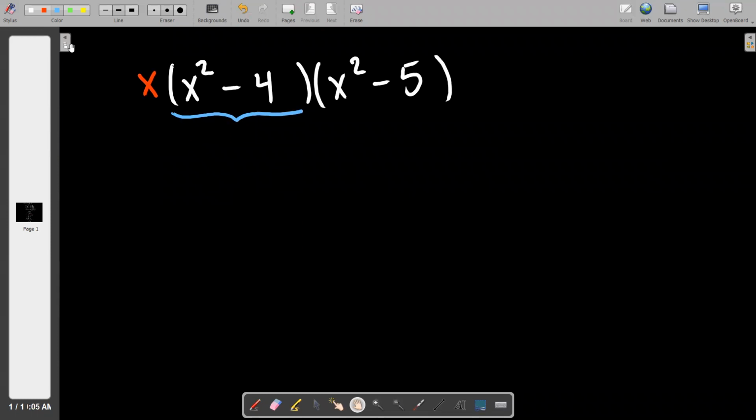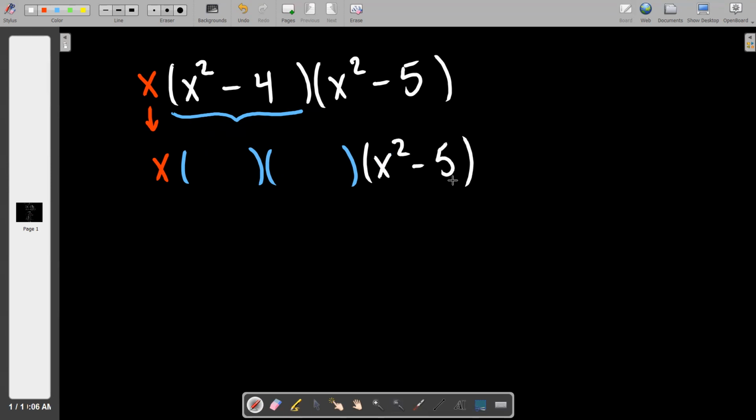So the thing I have underlined in blue is going to produce his own offspring, but I do have to keep track of everybody else. The GCF is still present and accounted for, and the unfactorable x squared minus 5 is still present and accounted for. And what are my little blue guys going to be? x plus 2 and x minus 2. That's it. Okay. Still good? Okay.